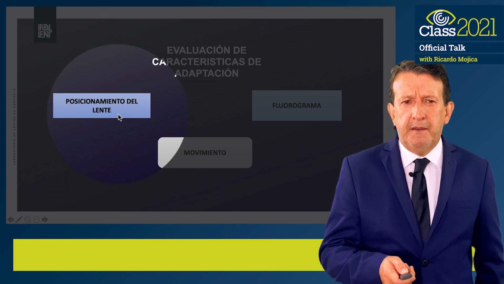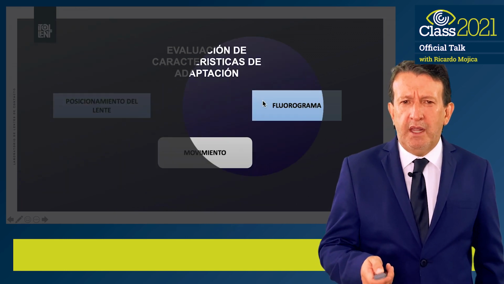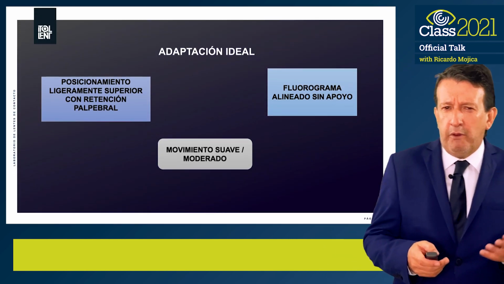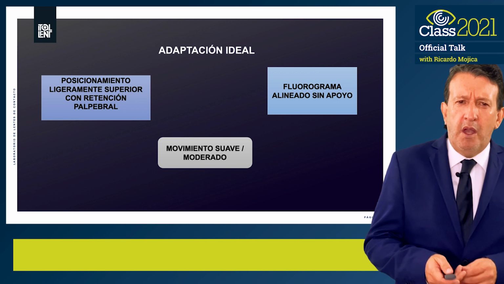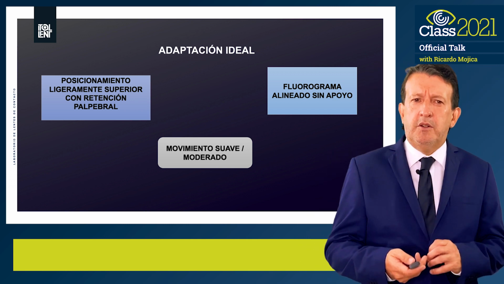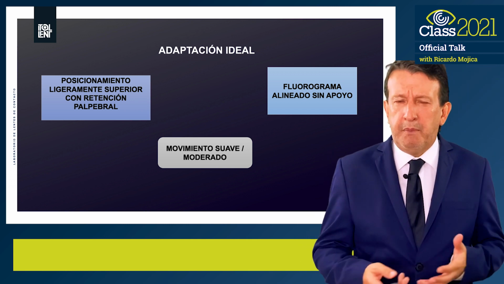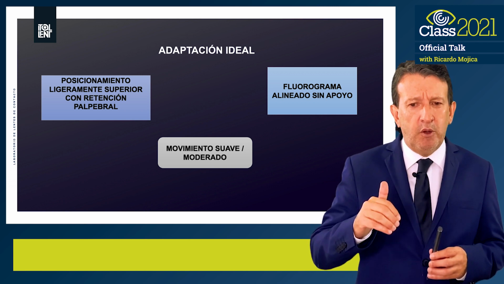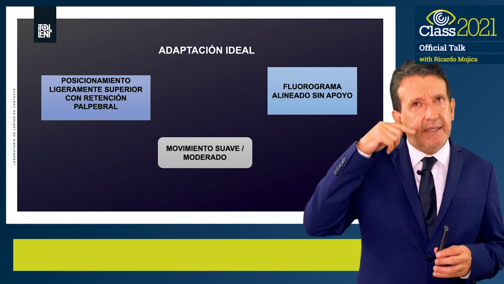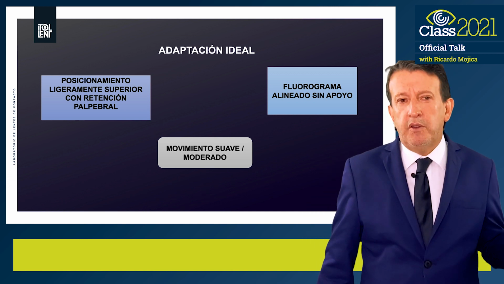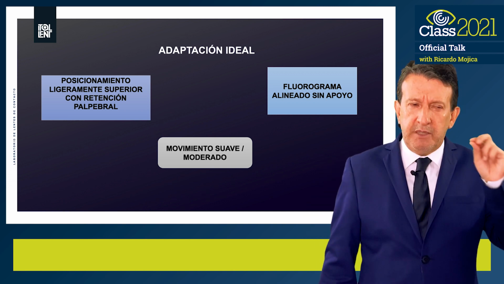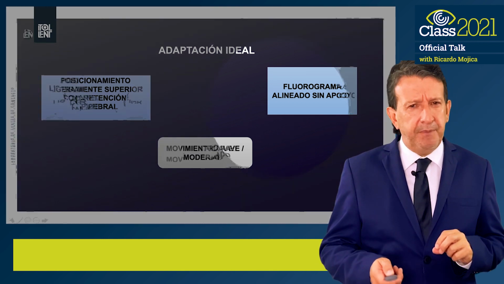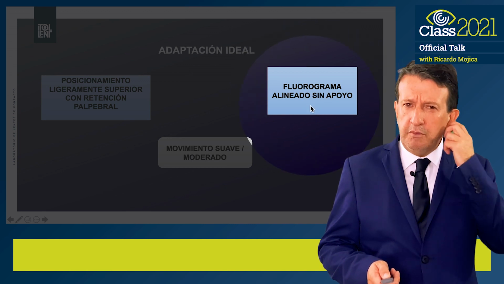Now, we always evaluate that the positioning is slightly superior, with retention by the upper eyelid. And thus we tell the patient that the lens is going to be slightly higher, because if the patient says in the consultation that I have my lens on top, we try to explain to the patient how this contact lens will be seen. And a fluorogram should be aligned and without support, along with the type of cornea that we are adapting.